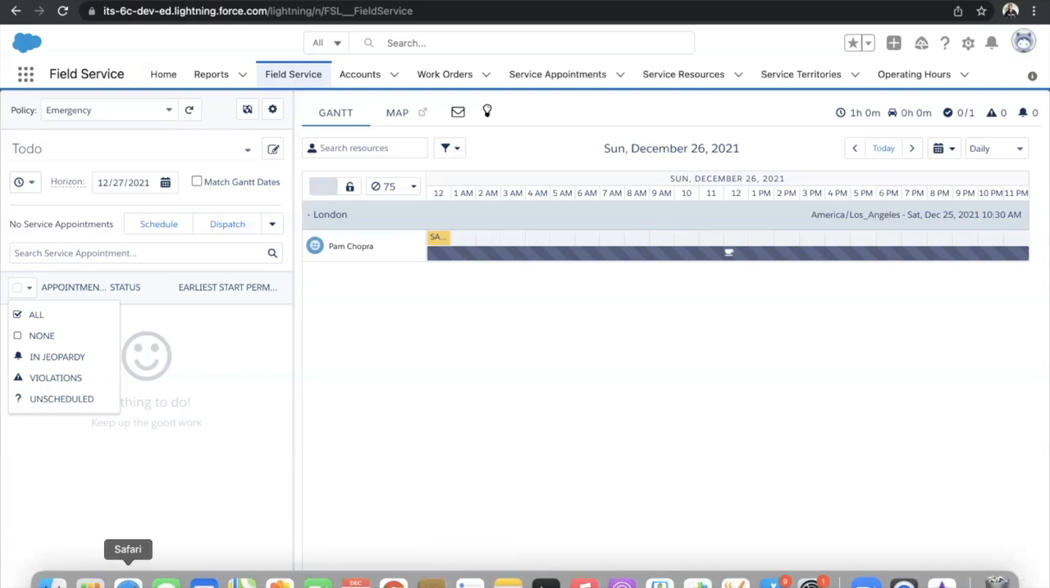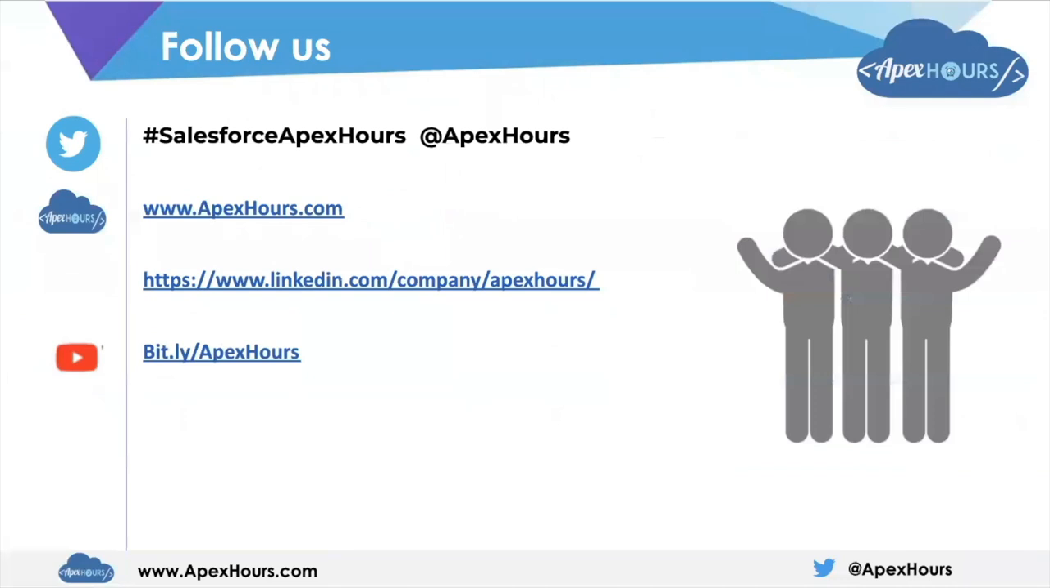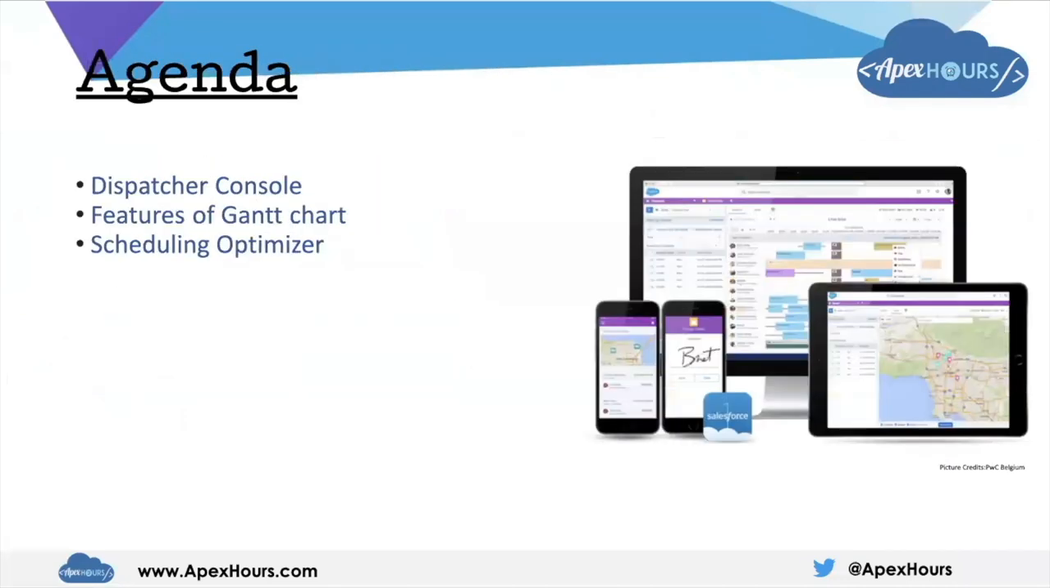So this is all about the Dispatcher Console and the Gantt, and how it makes dispatchers' life easy by having everything in a page. So let's understand the next part, which is the scheduling optimizer. The scheduling optimizer is definitely not the same as the scheduling policy. It's an optimizer. So what does it do? You can simply optimize a single resource schedule, or you can optimize the way you want to optimize.